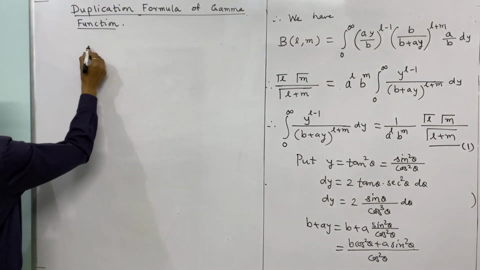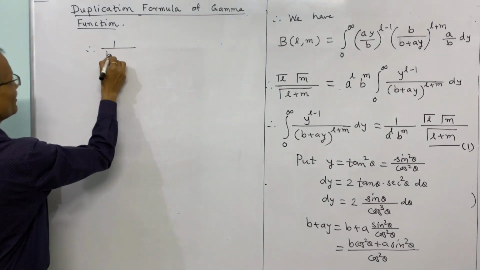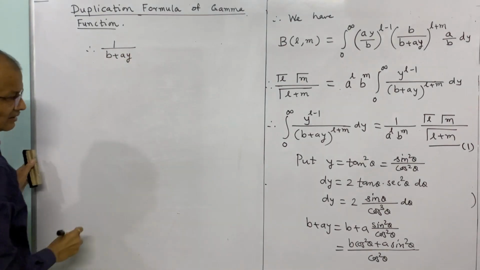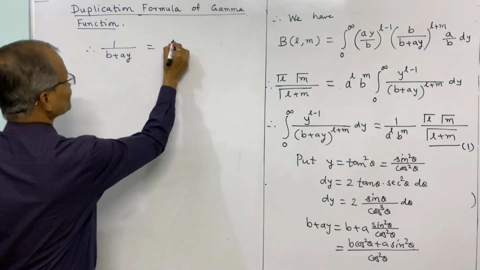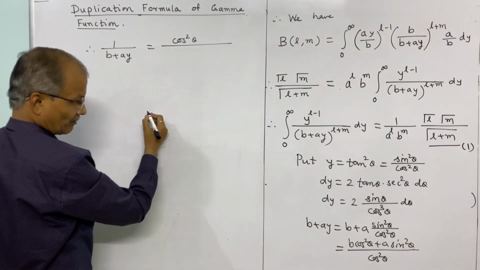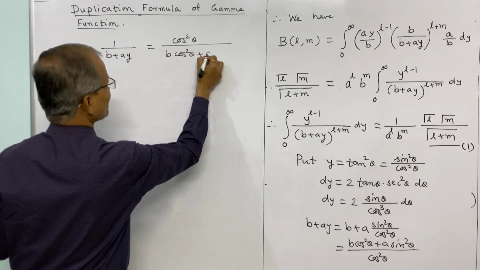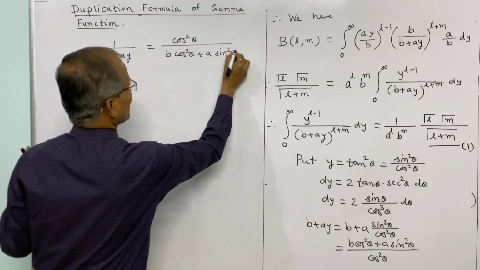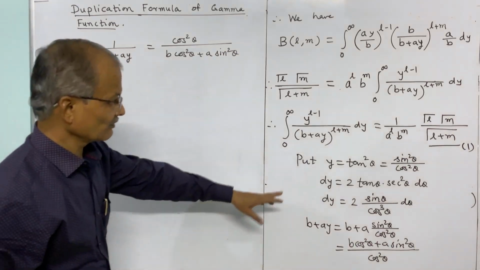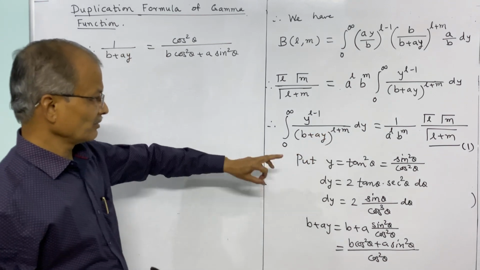Therefore, 1 upon b plus ay is equal to cos square theta divided by b cos square theta plus a sine square theta. Now we shall check the limits. We have written this term, we have written dy also, and now the limits.